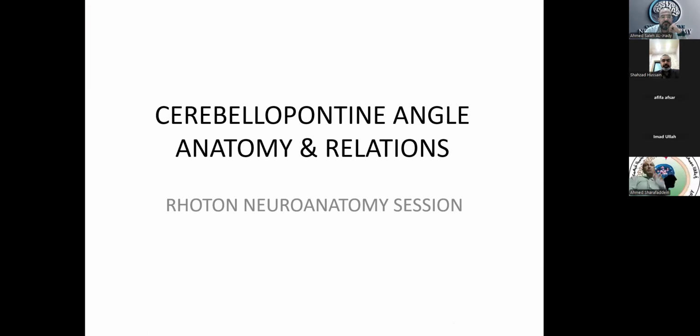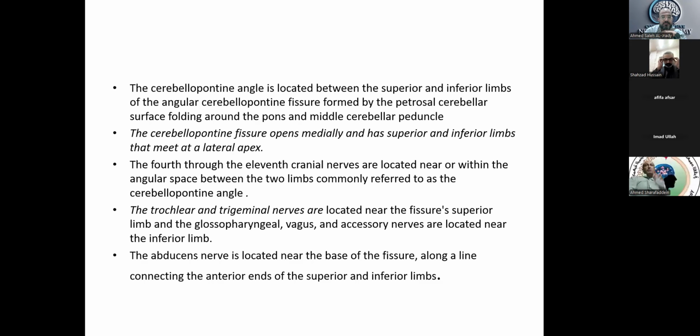All right. So the topic of our presentation today is cerebellopontine angle anatomy and the relations and the basic surgical approach that we use. As we all know, the CP angle is basically located between the superior and the inferior limbs of the angular cerebellopontine fissure.